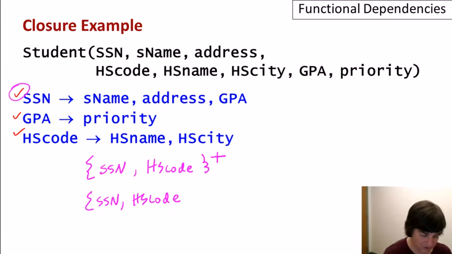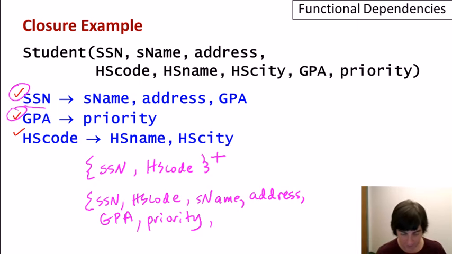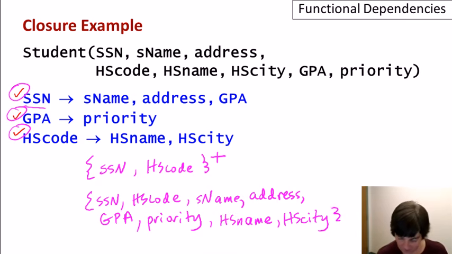So if we start with our first functional dependency here, because we have social security number, that allows us to add the student name, the address, the GPA, and that's it for that one. Now let's repeat again. Because we have the GPA, our second functional dependency tells us we can add the priority. And that's it for that one. And then since we have the high school code in the set, our third one tells us that we can add the high school name and the high school city. And at that point, we certainly know we're done because we've actually got the entire relation at this point.